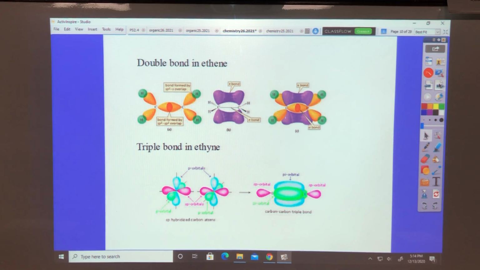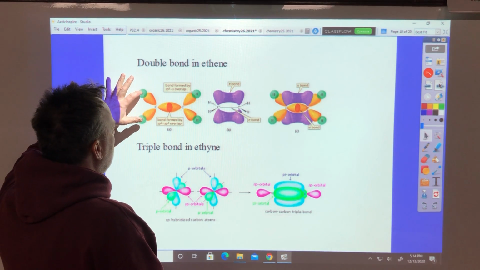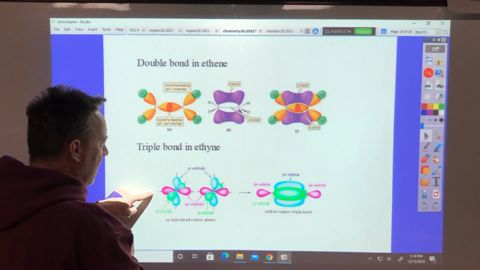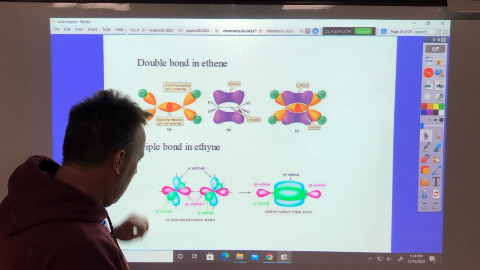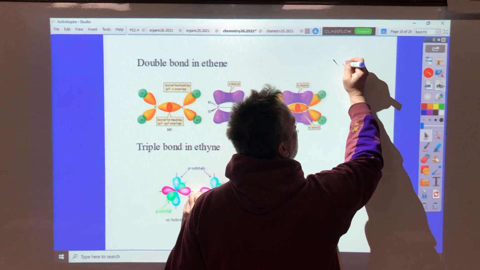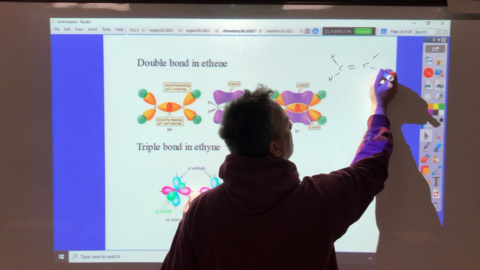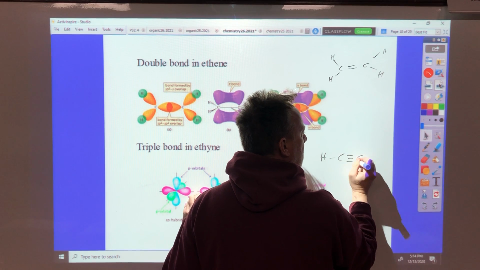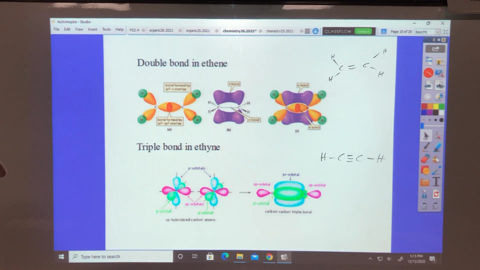In ethene you have hydrogen, hydrogen, carbon, carbon, hydrogen, hydrogen. In ethine, which is acetylene, you have hydrogen, carbon, carbon, hydrogen. Well, they don't have this one drawn on here. I have to draw it like this. In other words, ethene is like so. Ethine is like this. Okay? This is acetylene, same thing used in an acetylene torch.